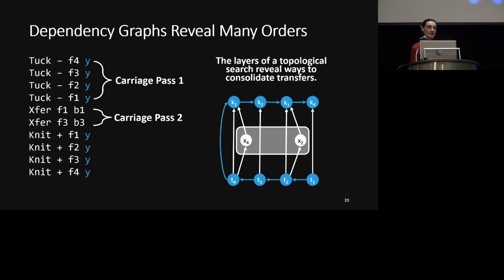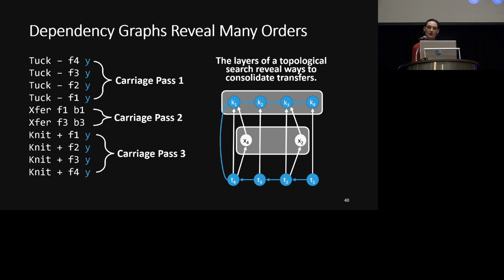But if we think about this dependency graph instead of being a strict ordering that we followed from the original program, instead of topological ordering, we can find that there are layers of this graph structure which reveal opportunities to consolidate the transferred stitches. And so here we can see that the topological ordering allows us to put the 1st and 2nd transfer into the same pass, and then we can complete the operations on the knitting all in one pass, reducing ourselves down to 3 carriage passes.